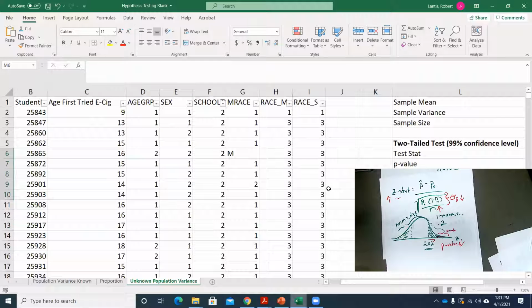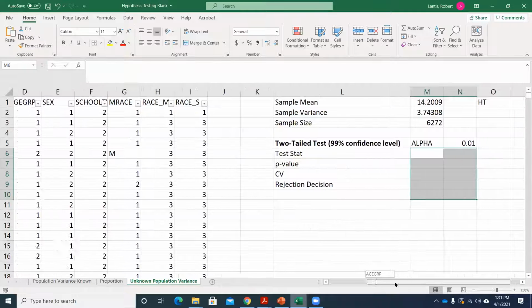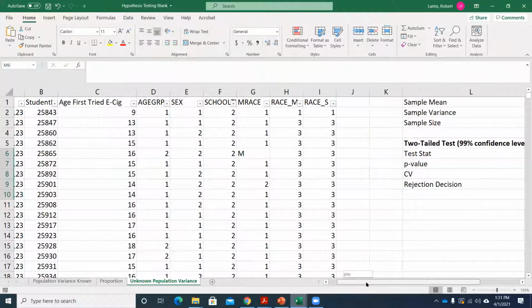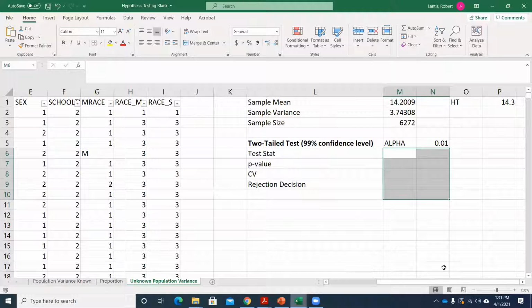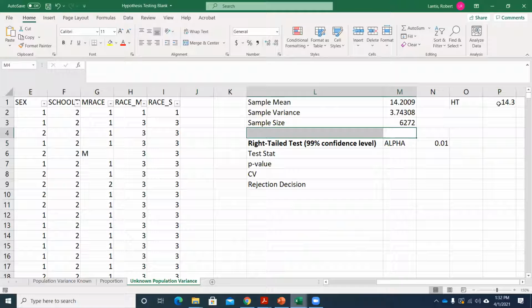All right, we'll go through one more here. I've got one more thing I want to show before we get out of here. So I had some other data on this, which was the age they first tried an e-cigarette. Some of these kids were getting started pretty young. Got a 9 in there. So I'm going to say, can I test for whether or not the true difference is, well, let's not do a two-tailed test here. Let's do a right-tailed test. Okay. So is it greater than 14.3?